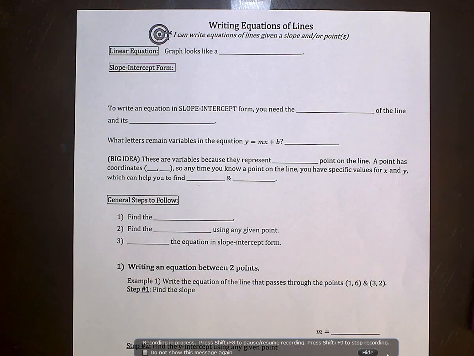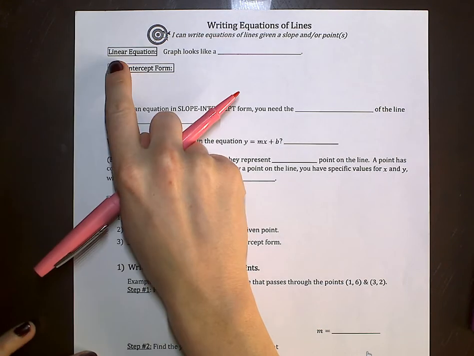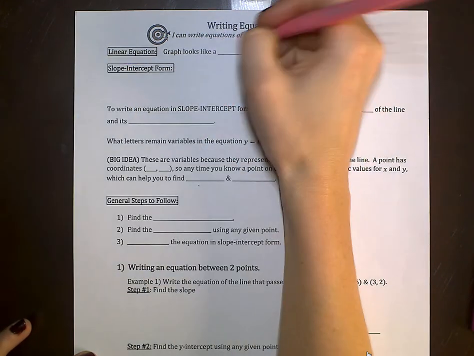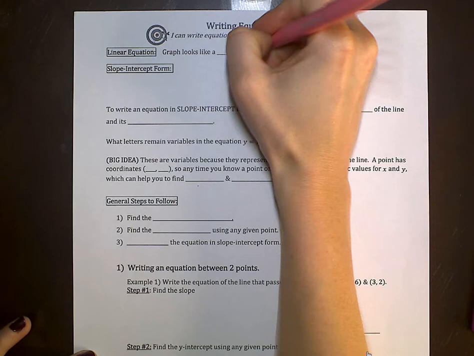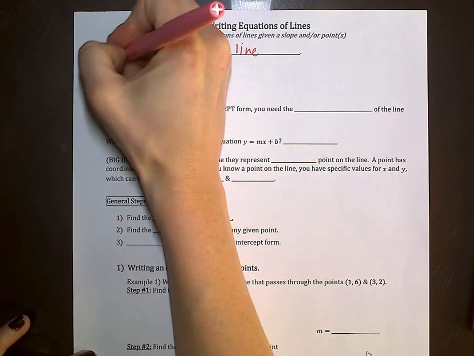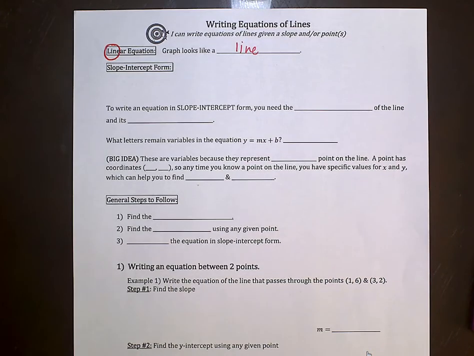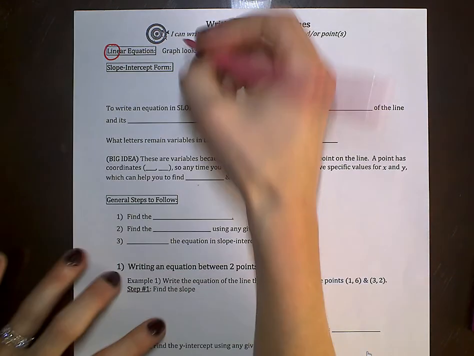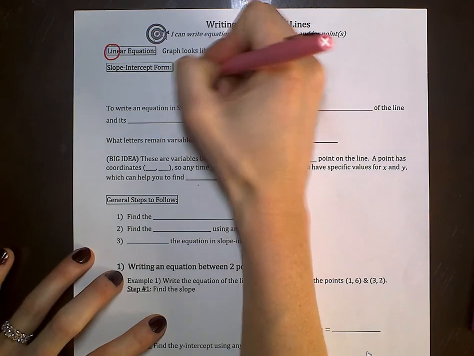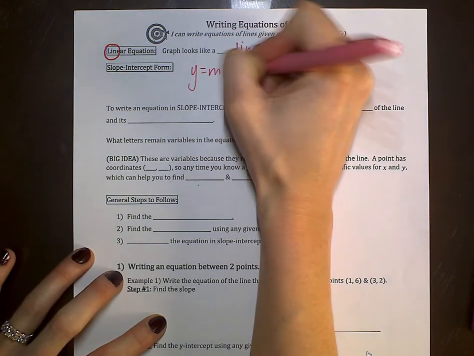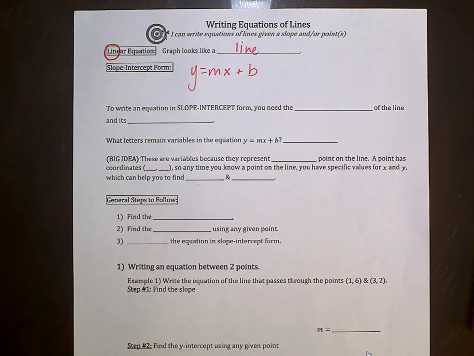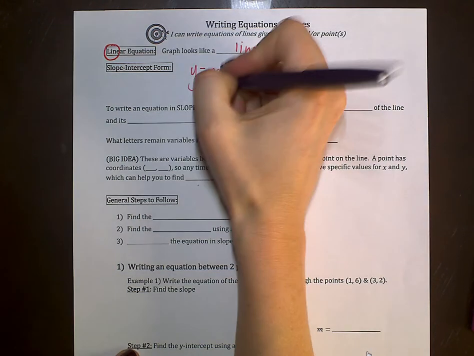The topic for today is writing equations of lines. So let's start it off by reminding ourselves that a linear equation has a graph that looks like a line. And we've said it several times, but remember, you guys, the word line is in the word linear, so that's pretty easy to remember. Also remind ourselves about slope-intercept form, which we have looked at a lot the past few lessons, and that's just y equals mx plus b.